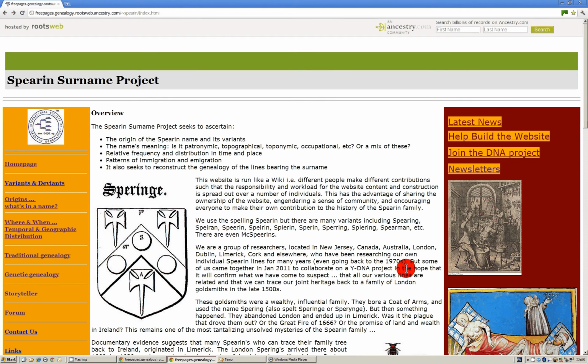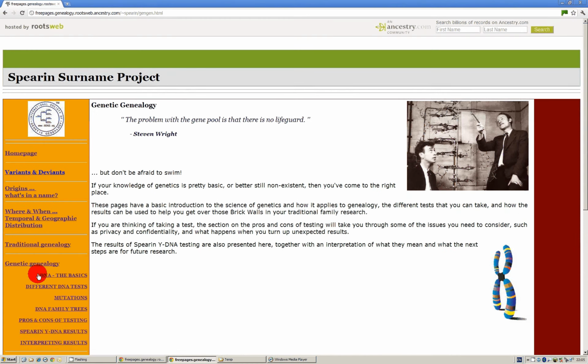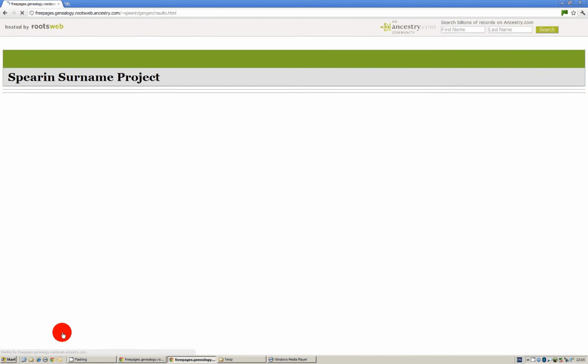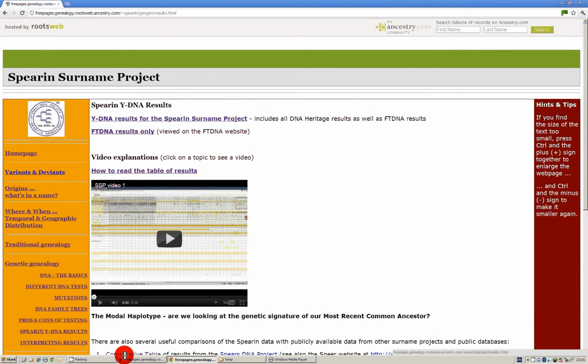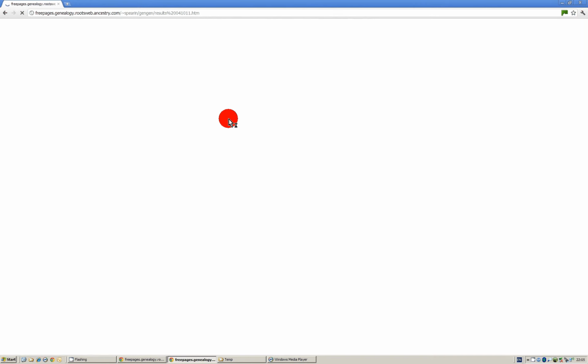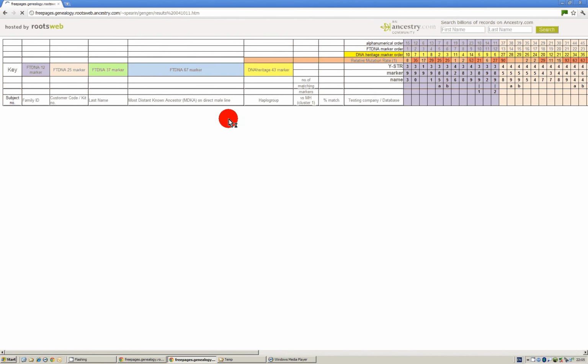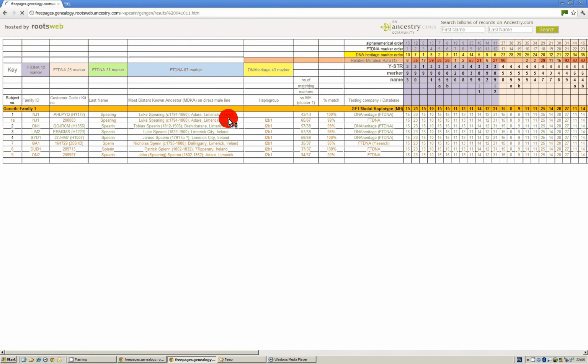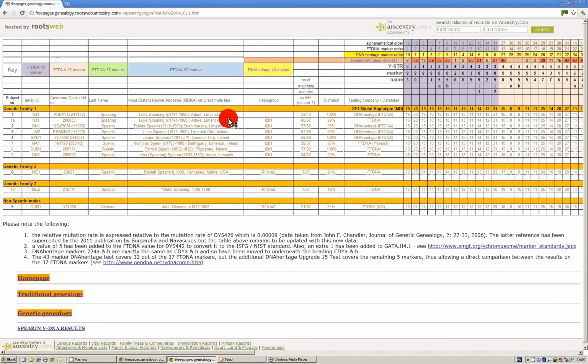Let's take a closer look at the results. If we go to the genetic genealogy section and then click on Spearin Y-DNA results, we come up with a page which allows us to choose either the Spearin Surname Project Y-DNA results or the FTDNA results. I'm going to go with the Spearin Surname Project results because these include the DNA Heritage results, whereas the FTDNA results do not include all of the DNA Heritage results.